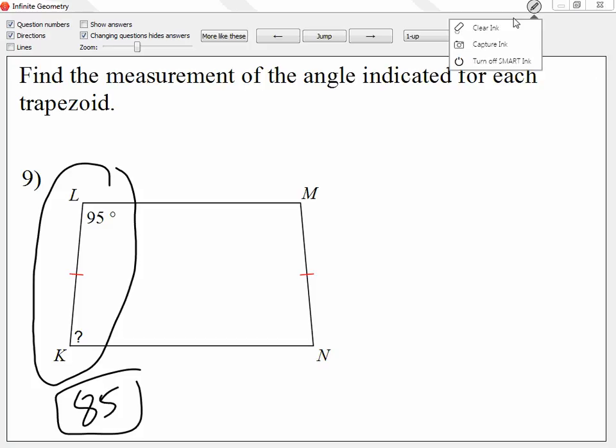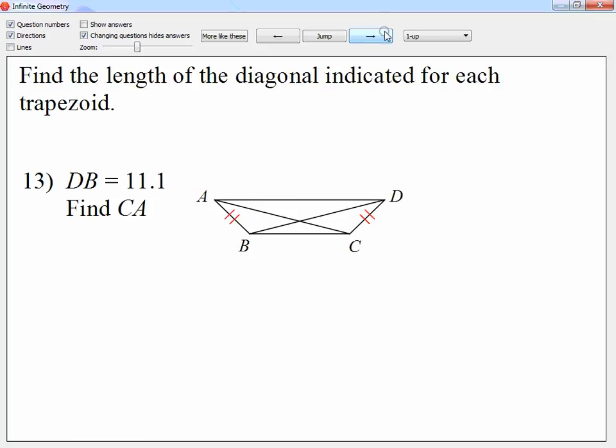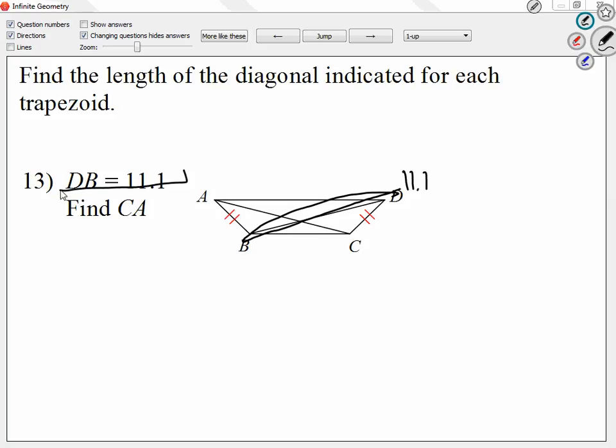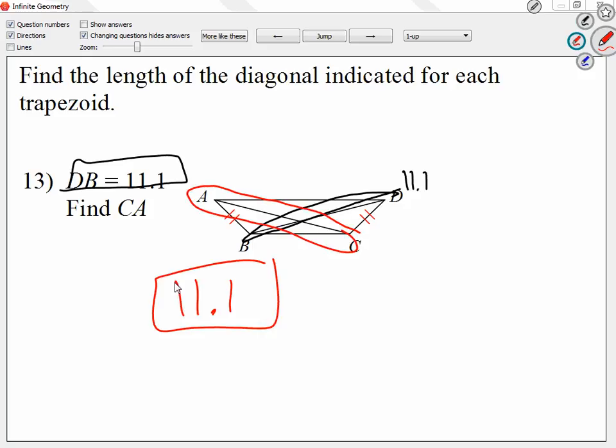No. All right. Looking at number 13. Find the length of each diagonal indicated for each trapezoid. It's a trapezoid. I noticed that from D all the way to B, all that diagonal is 11.1. Right? I know that because it was given right here. Now my question is, how big is CA? 11.1. Because the two diagonals have the same length.